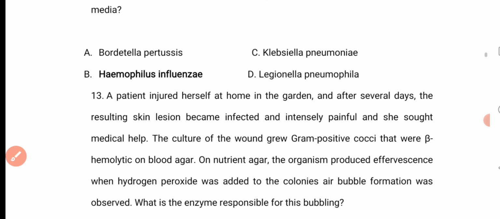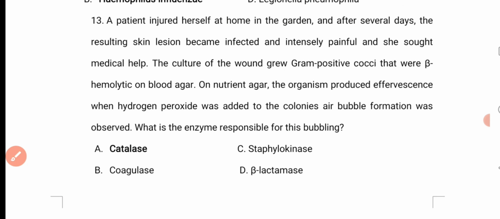Okay. The next is a patient who injured herself at home in the garden, and after several days she developed a skin lesion, infected and intensely painful, and she sought medical help. The culture shows gram-positive cocci that were beta hemolytic on blood agar.